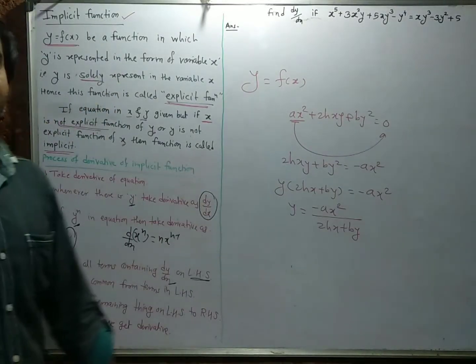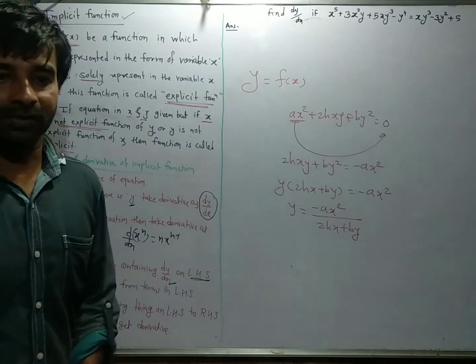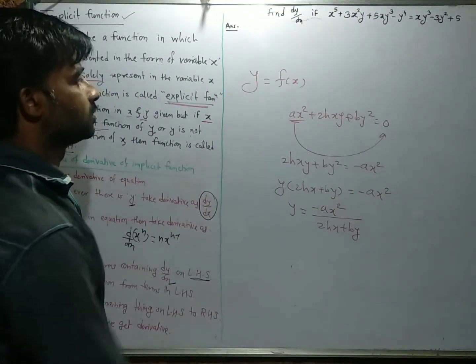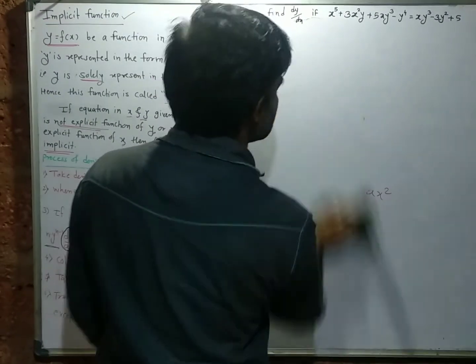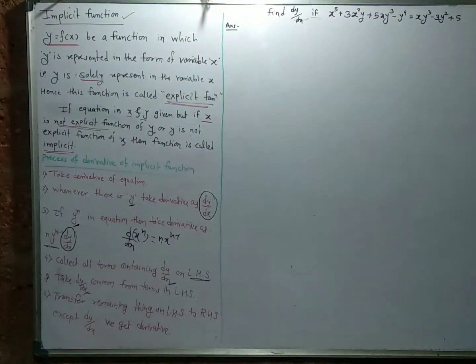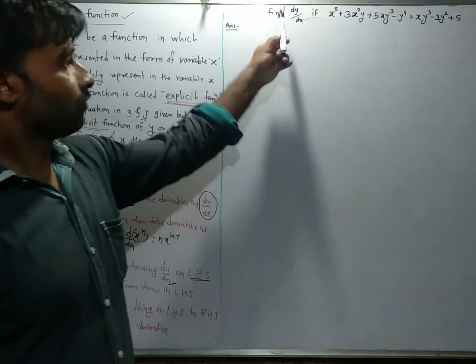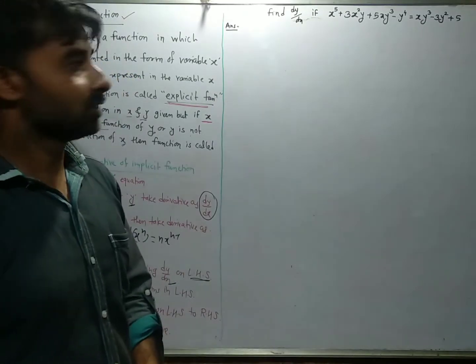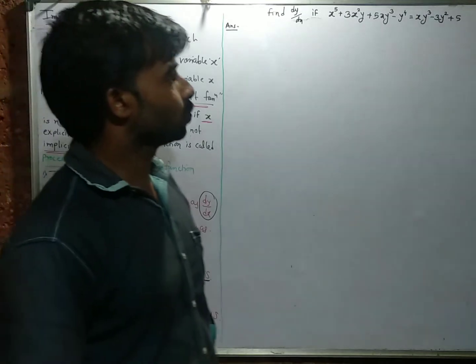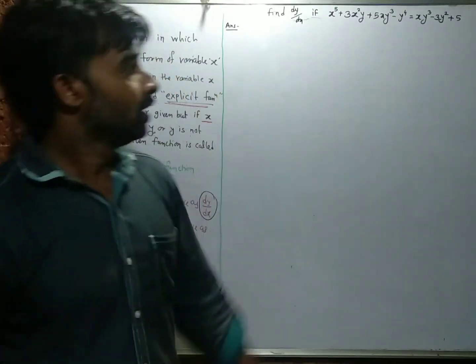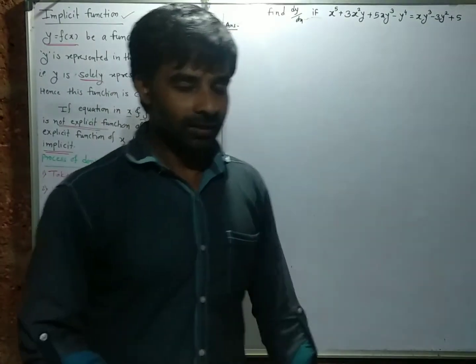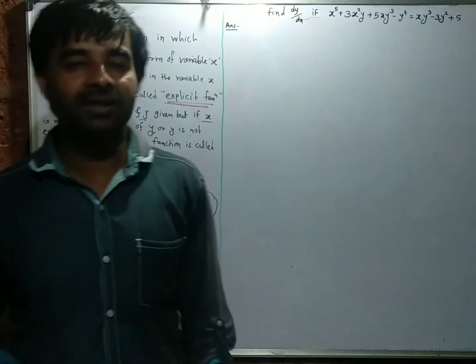You will get the derivative of that function with respect to x. For example, we have to find dy by dx, the derivative of that function, if x raised to 5 plus 3x square y plus 5xy cube minus y raised to 4 is equal to xy cube minus 3y square plus 5, inside which we have to perform any type of operation.